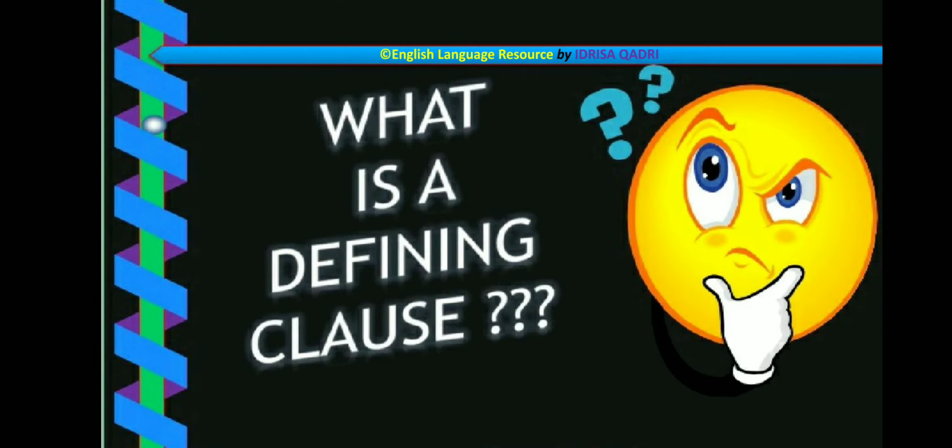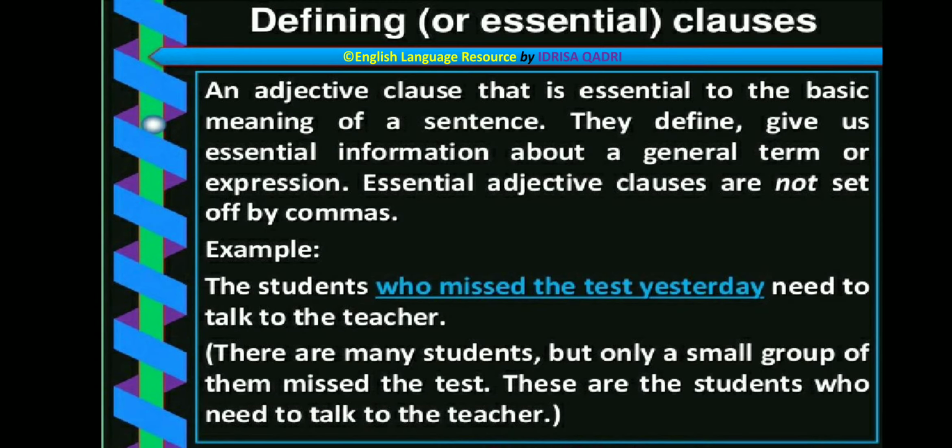What is a defining clause? An adjective clause that is essential to the basic meaning of a sentence. They define, give us essential information about a general term or expression. Essential adjective clauses are not set off by commas. For example, the students who missed the test yesterday need to talk to the teacher. There are many students, but only a small group of them missed the test. These are the students who need to talk to the teacher.